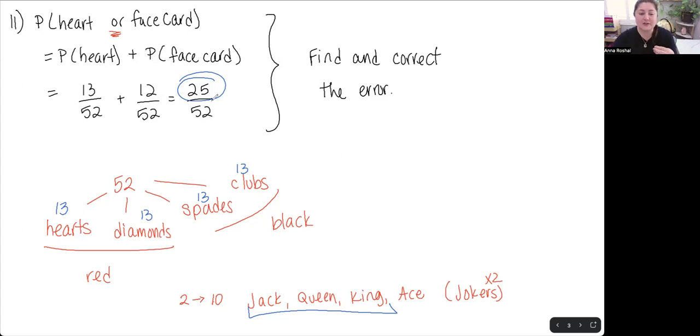So in order to fix this Homework Simpson error, yes, we need to add the 12 and the 13 to get the 25, but then after we get the 25, we need to subtract the 3 that show up in both cases, so that we can get really either one or the other without double counting. So now we're going to be at 22 over 52, and then we want to simplify to 11 over 26.